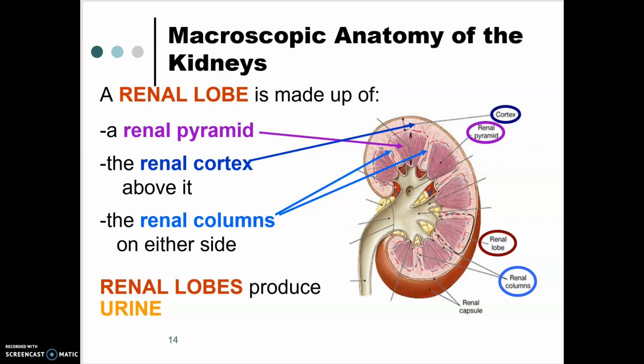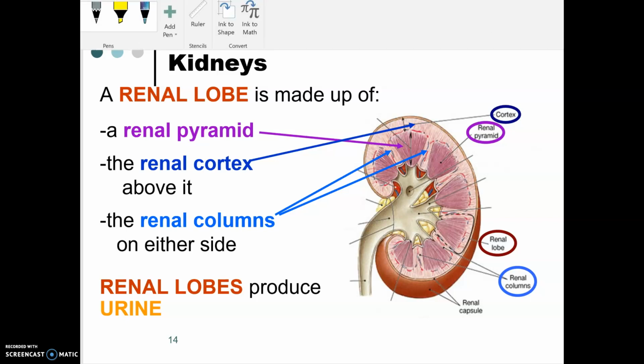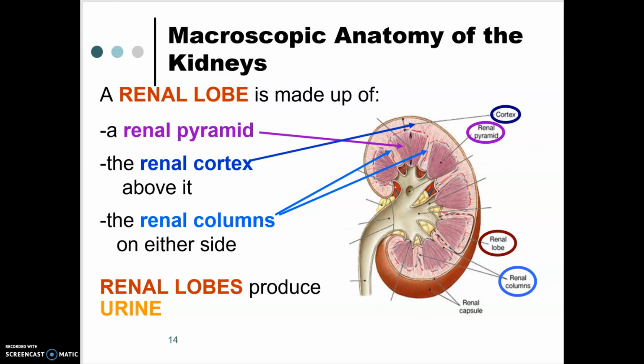Now, another category we can make is the renal lobe. A renal lobe is basically going to be a section of the kidney that's going to include this whole part right here. Okay, it's going to include the cortex, parts of the medulla, and also some of these renal columns.